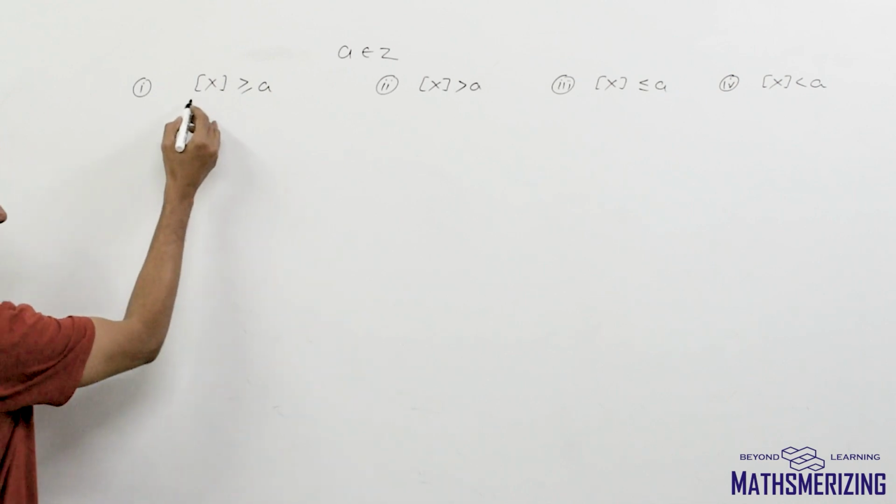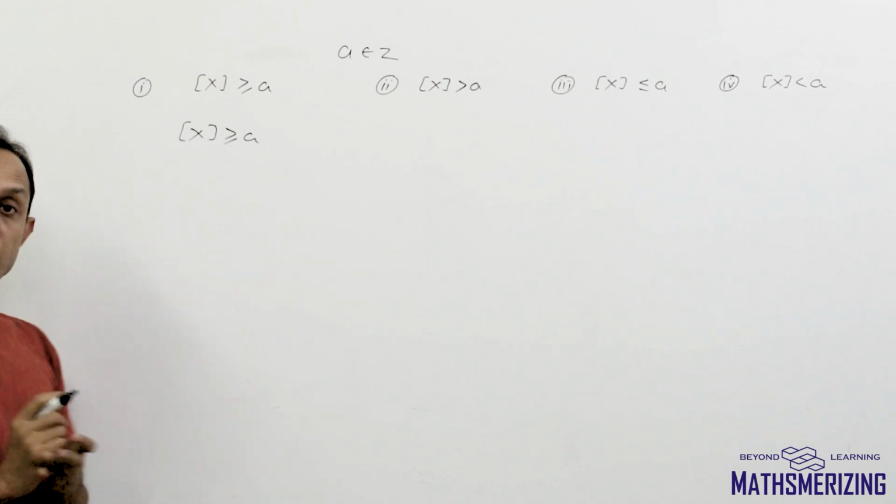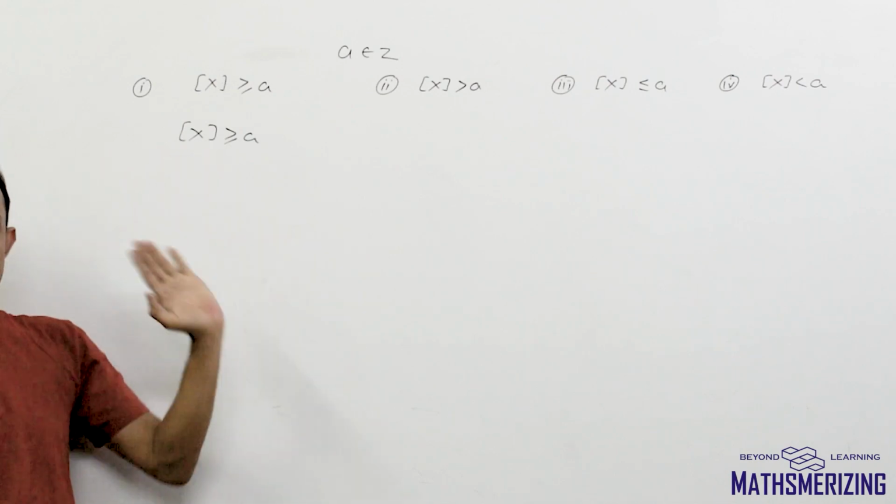Now I'll take up the first case. When I say greatest integer function of x is greater than or equal to a, what I know is greatest integer function of x can only take integral values.